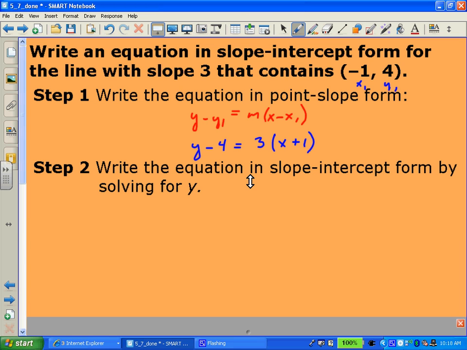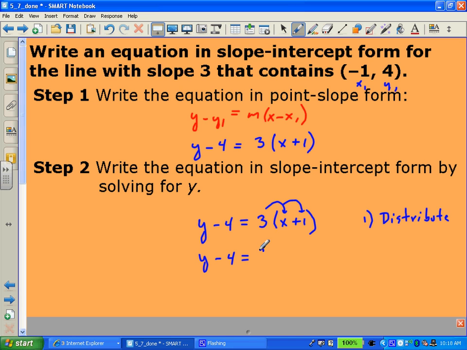And then what I have to do is solve for y. So if I look at my equation, I'll just rewrite it down here so I have a little more room to show my work. The first thing I want to do is distribute. So I'm going to take the 3 and I'm going to distribute it through the parentheses. So that gives me y minus 4 equals 3x plus 3.